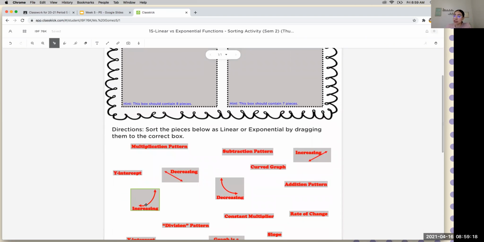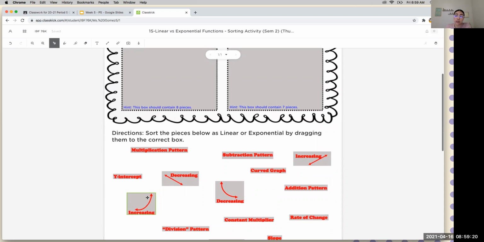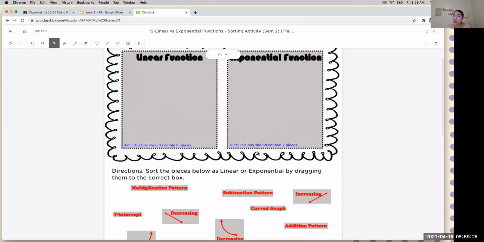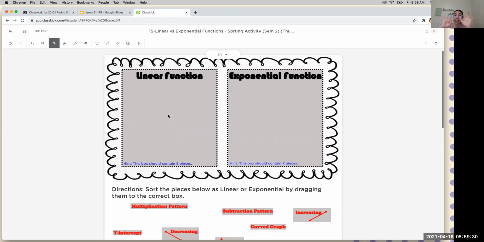And I would suggest starting with the pictures since we've talked about those and know what that looked like in our Desmos activity, but it's up to you. There's also a little hint over here that says this box here on the linear side, you should have 8 pieces. If you have more than that, then you probably misplaced one. If you have less than that, then you're missing a piece and you need to bring it over. The exponential side should have 7 pieces. So make sure you count them at the end to make sure you have the correct amount. And then that should tell you if you need to move something over or bring something over to this side.